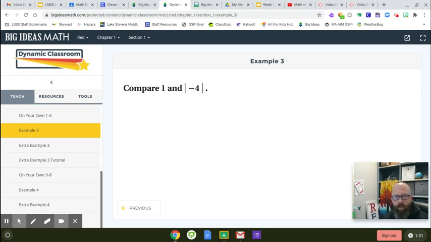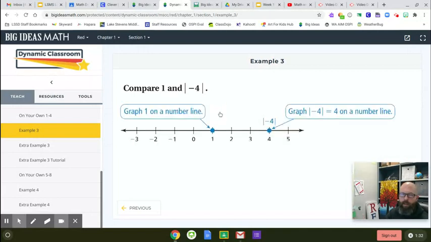This is 1.1, example 3. And now it says compare 1 and the absolute value of -4. So remember when it says compare, what is it talking about? Well, remember the greater than, less than symbols? So first thing I need to do is graph them both on a number line.